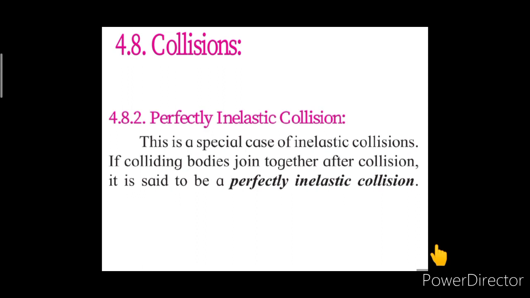So, if the bullet rebounds with exactly the same initial speed and the block remains stationary, then the collision is elastic. And if the bullet comes out of the block on the other side with a little smaller speed or the same speed, then it is said to be an inelastic collision. And if the bullet is embedded into the block and both move with the same final velocity, then it is said to be a perfectly inelastic collision.